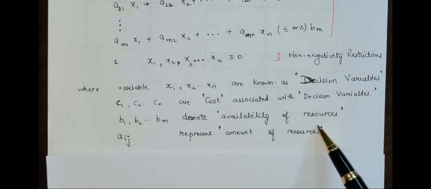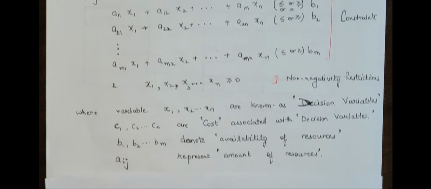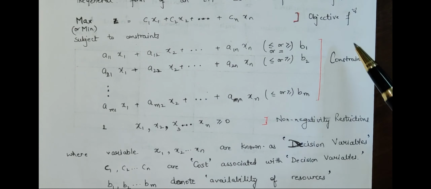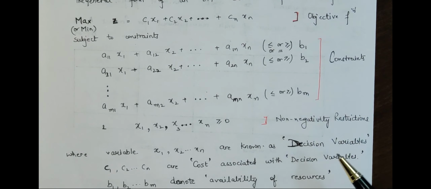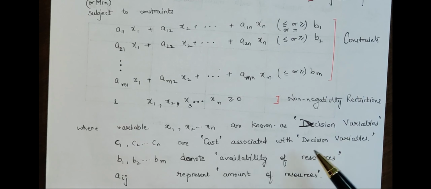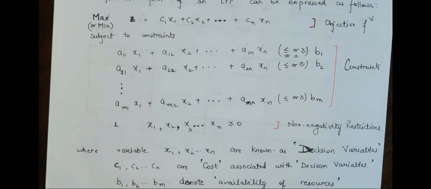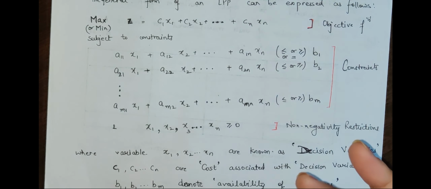So these are a few terms which we need to remember while we are handling any kind of LPP. First we have objective function, constraints, non-negativity restriction, and then we should know what my decision variables are, what is the cost associated with the decision variables, the bi's, that is availability, how many resources are available with us, and what is the amount of the resources. So now I can also write this general form in a very compact and precise way.